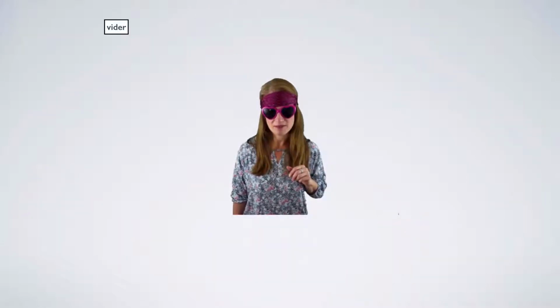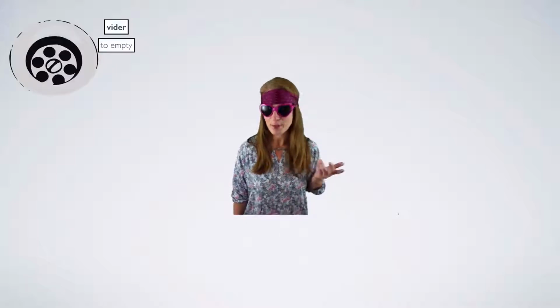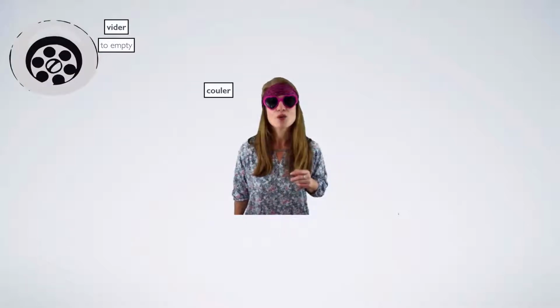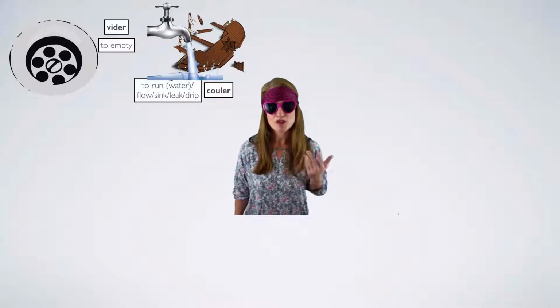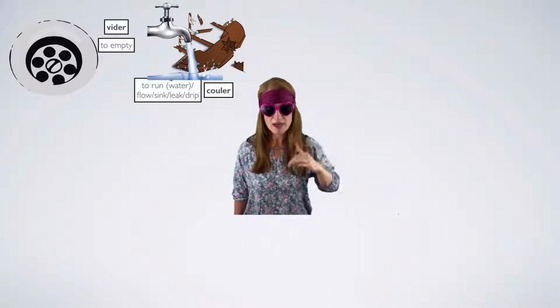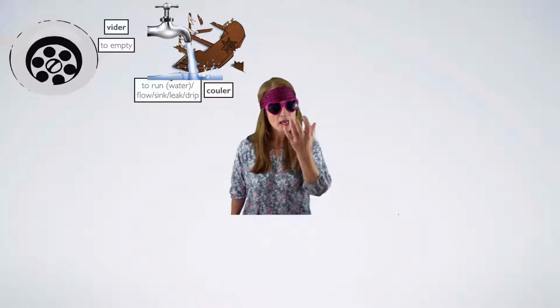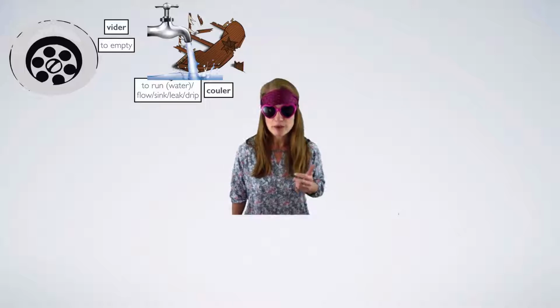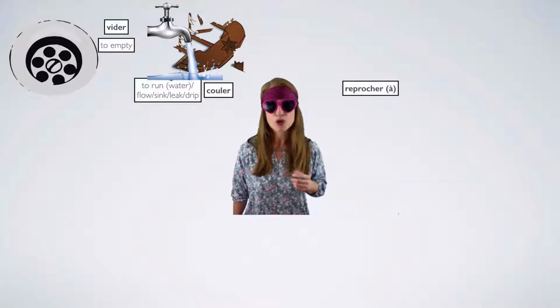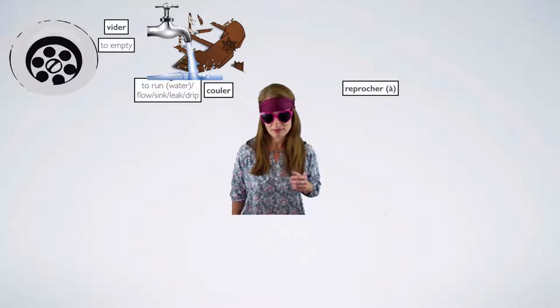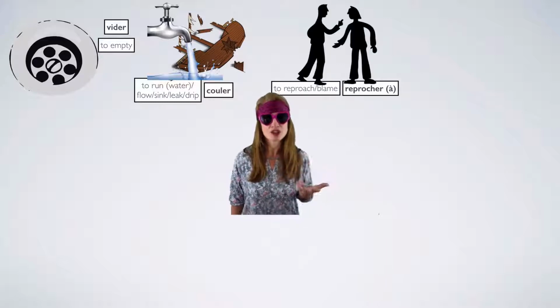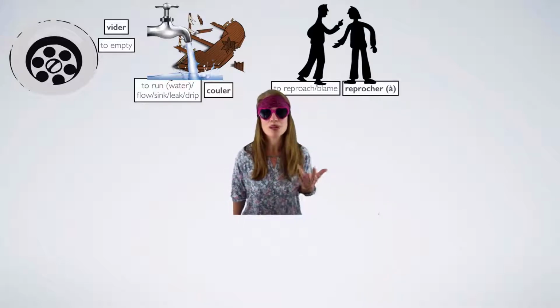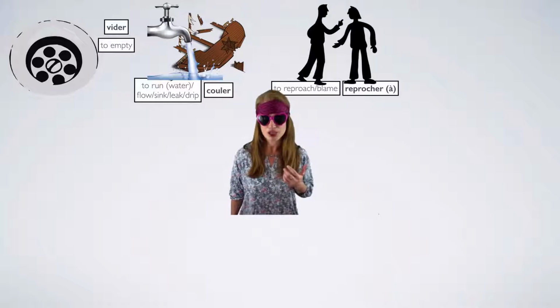Vider, what does it mean? To empty. Couler. Couler means to run, like water running from a tap, means to flow. Like a boat sinking, to sink, to leak, to drip. Couler. Reprocher à. Well, it looks like reproach, and it does mean reproach, but in spoken English we're more likely to say to blame. Reprocher à quelqu'un.